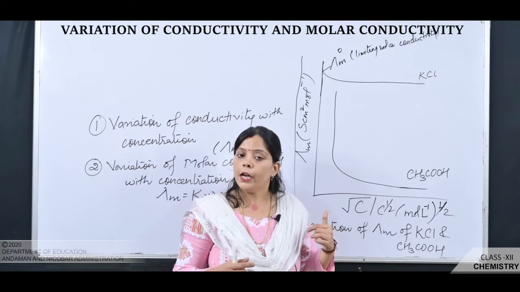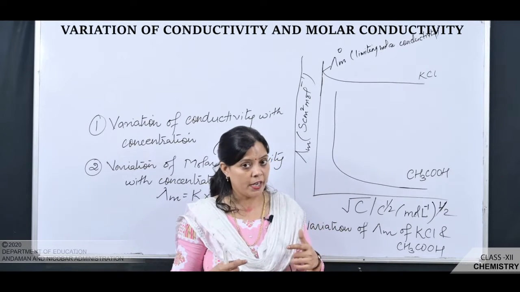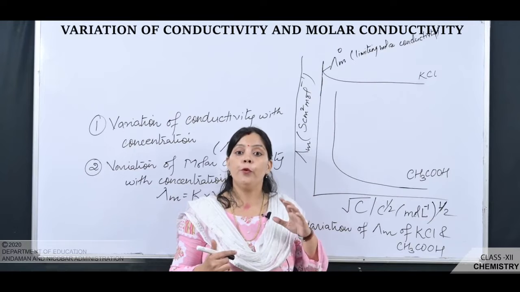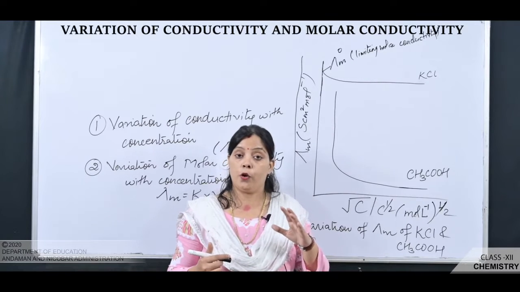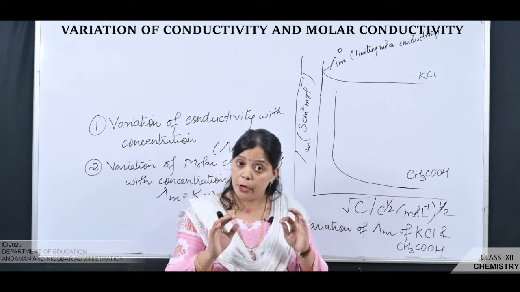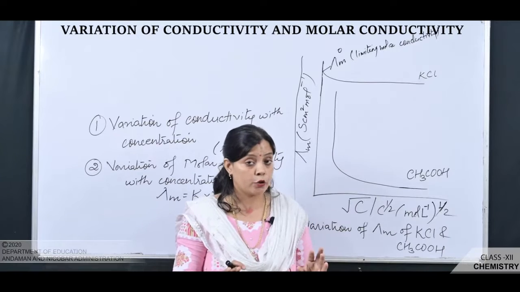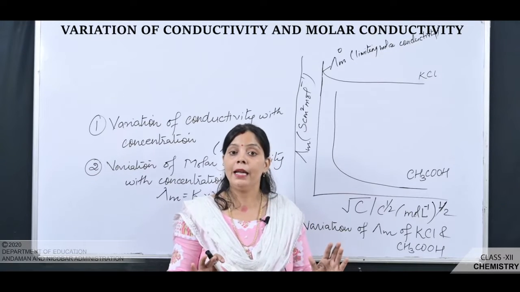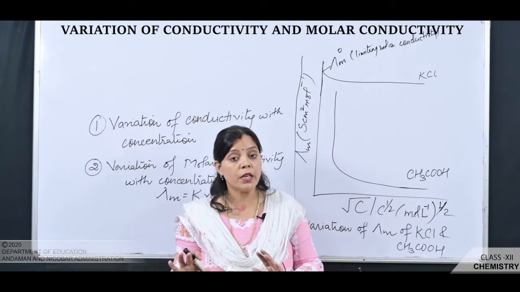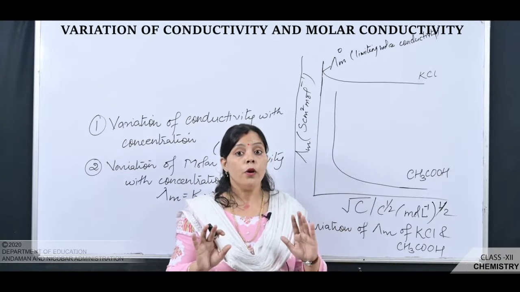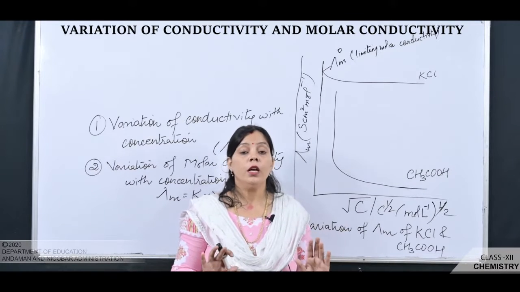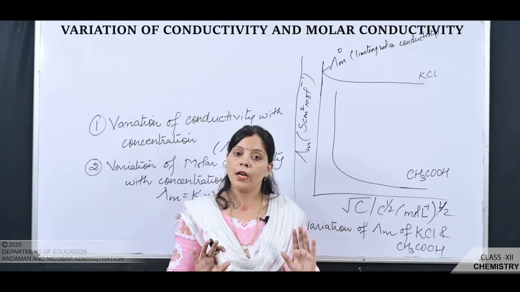So the weak electrolyte has a low degree of ionization, hence it has poor ionization in the aqueous solution. It means that in the aqueous solution the weak electrolyte does not completely convert into ions. So that is responsible for the low value of molar conductivity.